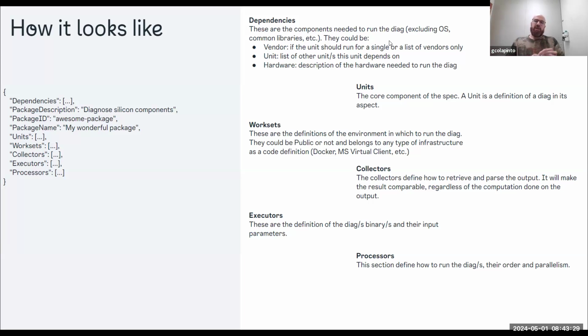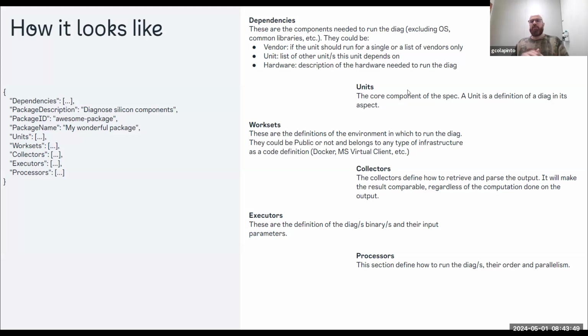Second, and important, is the vendor and the hardware. So as an example, a dependency could be that the vendor is one of the different vendors that we have outside, and the hardware is a specific type of hardware that we want to test.